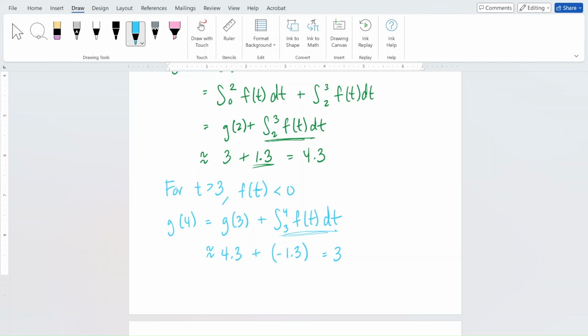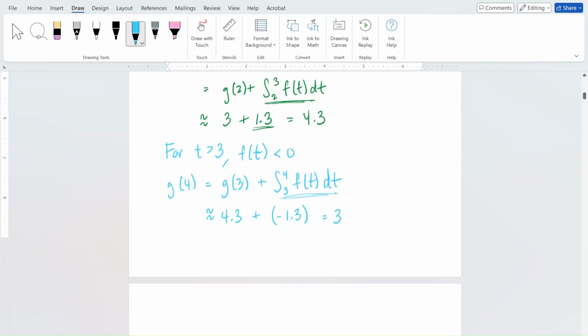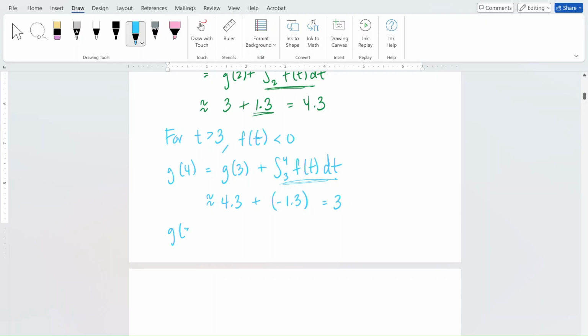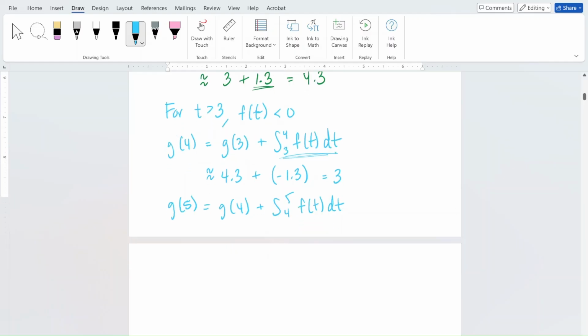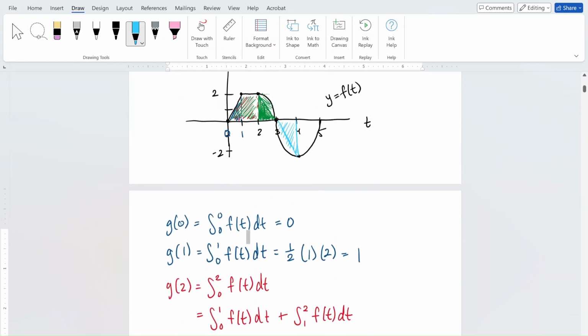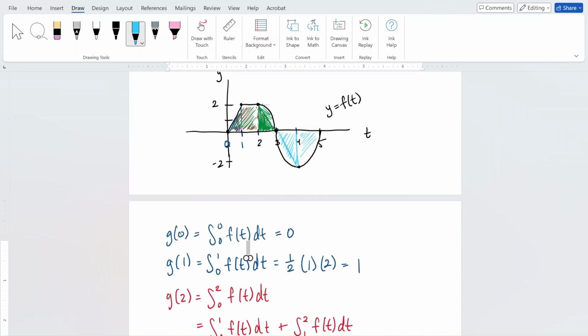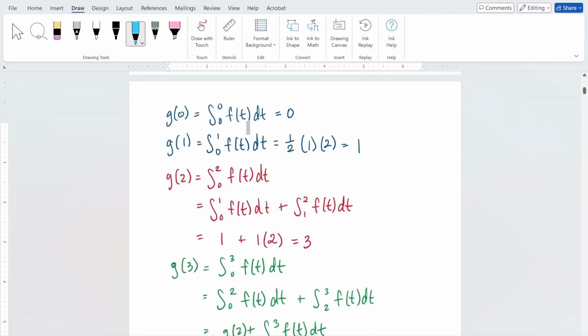Doing the same concept, g of 5 will be equal to g of 4, the integral from 0 to 4, which we already know, plus the integral from 4 to 5, our last little piece. And because of the way that I structured it and drew the picture, this is approximately 3 plus another negative 1.3. If you go back up, this other half is also about 1.3, but negative.